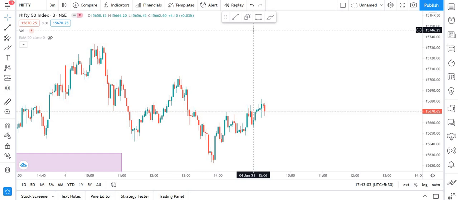This video is related to price action. We are going to apply a simple price action concept on the daily 3-minute chart. We are going to apply this price action logic on the 3-minute chart, take trades based upon that, and see whether the trades are successful or not.